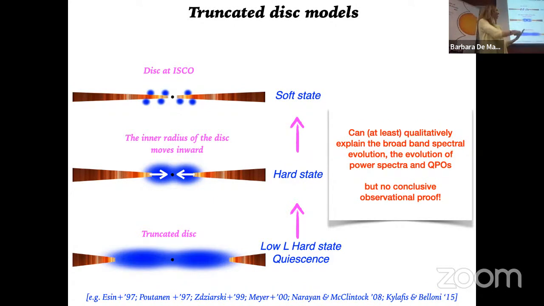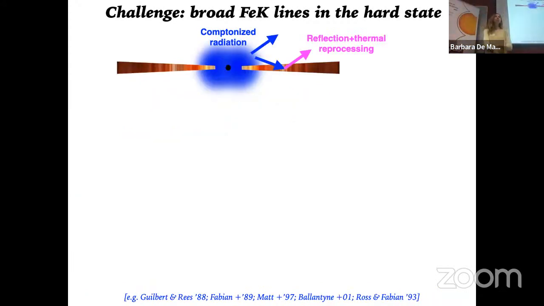They can also explain QPOs, so quasi-periodic oscillation. However, there is no conclusive observational proof of how the disk evolves in between these two extreme states. Now, a challenge to these models is observation of broad iron K emission lines in the hard state.